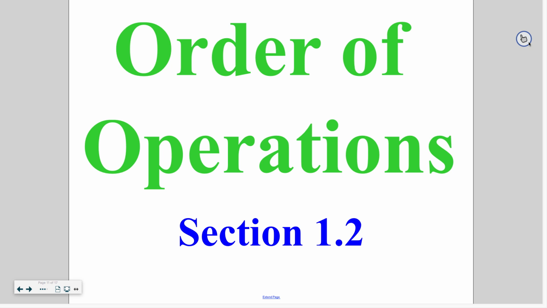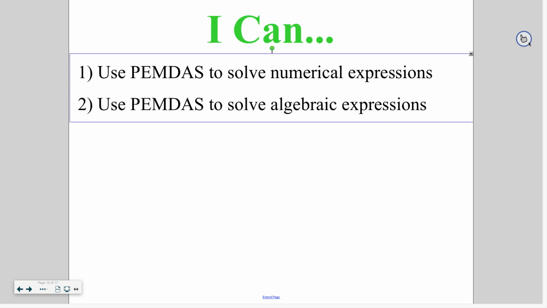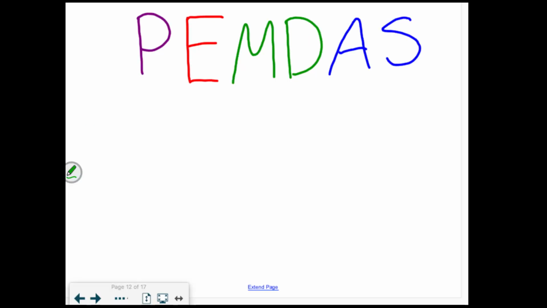Hello class and welcome to section 1.2, which is a discussion about order of operations. By the end of today's lesson, you'll be able to use PEMDAS to solve numerical expressions as well as algebraic expressions. So we have PEMDAS, which is something that you learned back maybe in like 3rd, 4th grade, which stands for parentheses, exponents, multiplication, division, addition, and subtraction.